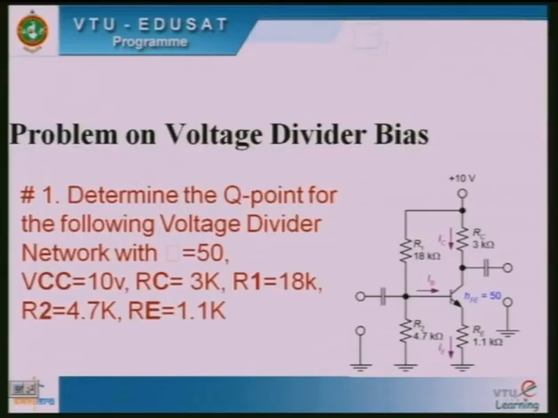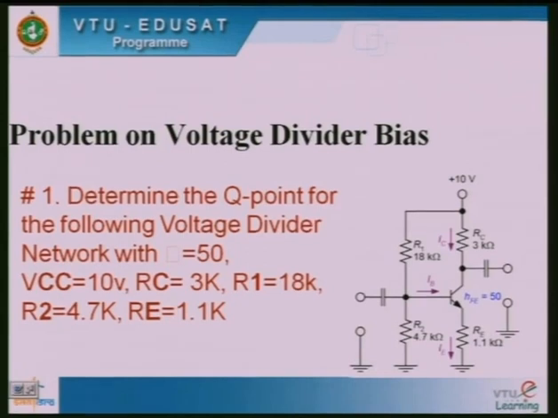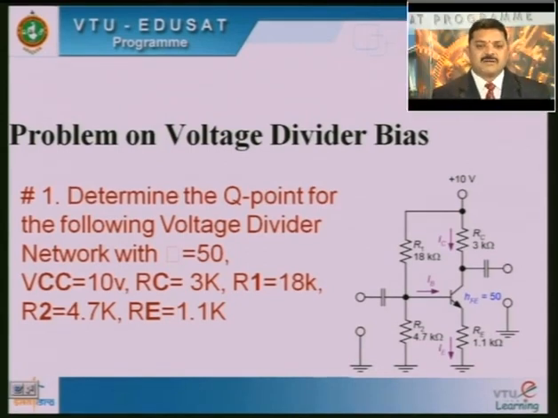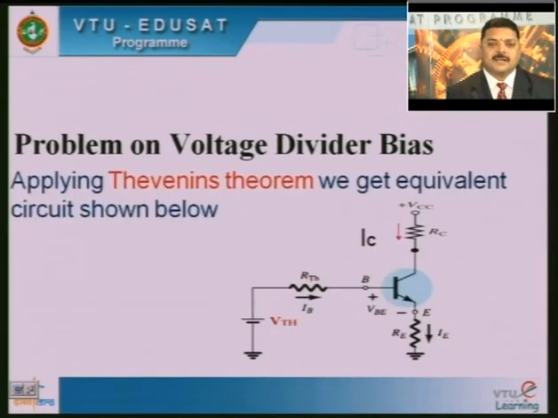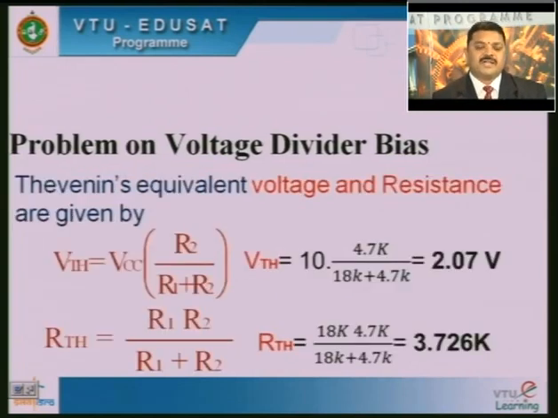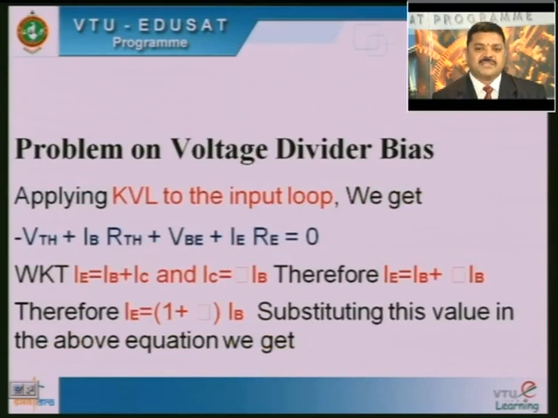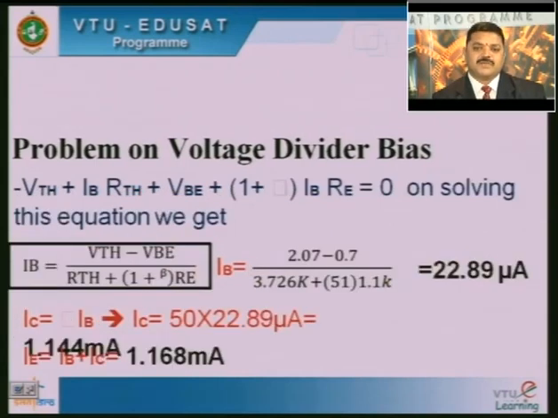Determine the Q point for the following voltage divider network with beta is equal to 50. VCC is given to be 10 volts, RC was given to be 3K, R1 18K, R2 4.7K, RE is equal to 1.1K. So, this is the Thevenin's equivalent circuit we wrote, and equations 1, 2, VTH and RTH, we found out the values and we substituted in the input loop KVL. We applied KVL for the input loop and substituted VTH and RTH into that equation. We found IB to be 22.89 microamps.